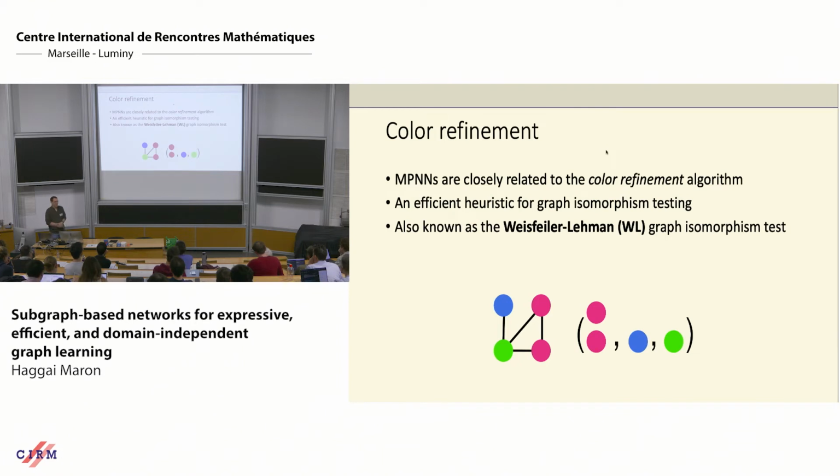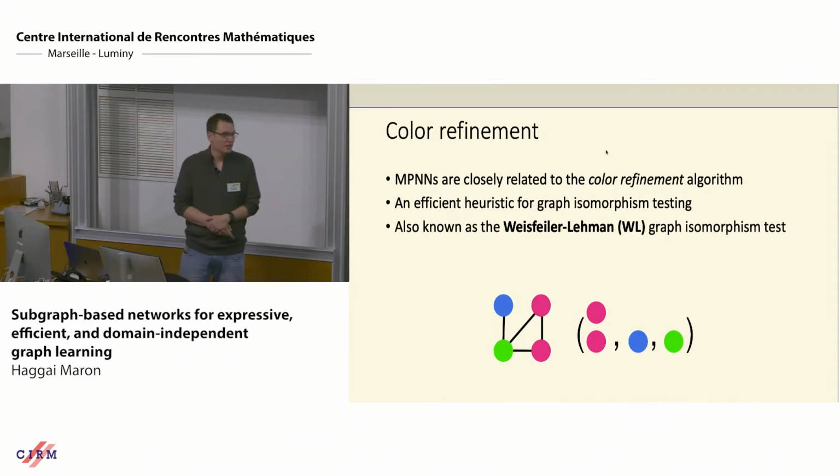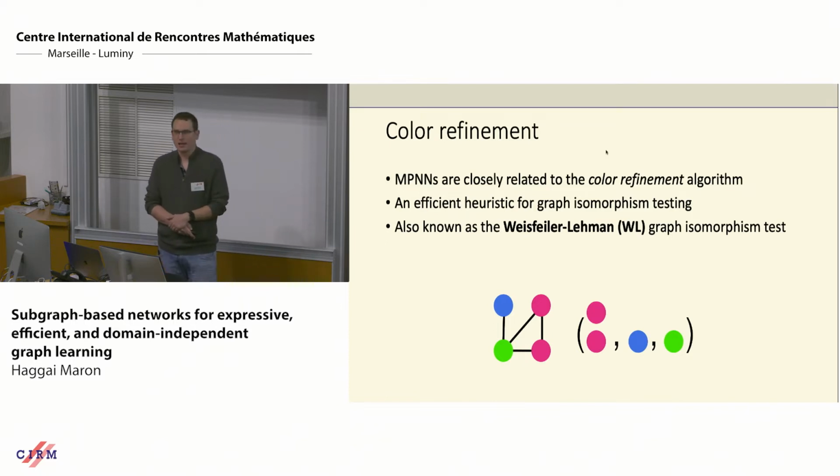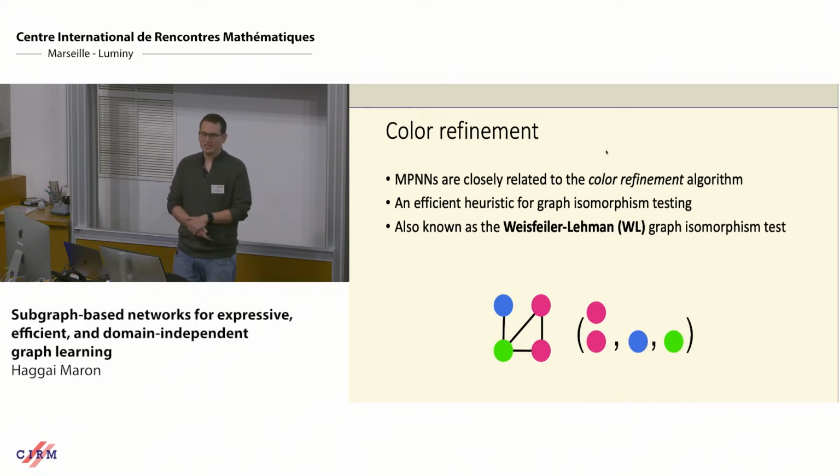The underlying reason for this is the close connection between message passing neural networks and an algorithm called color refinement. Color refinement is a very efficient heuristic for graph isomorphism. The idea is to take a graph and to color it in an iterative fashion until you reach a steady state. Then you get a graph representation that you can compare to the representation of the other graph. Let's see how it goes.